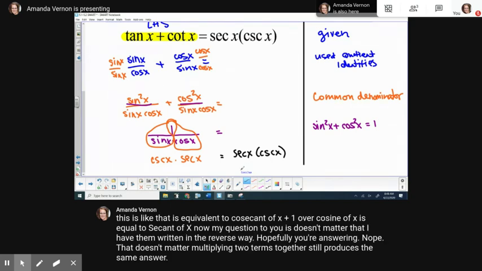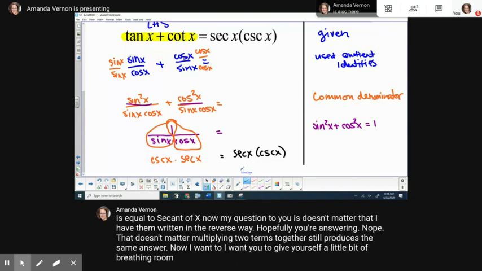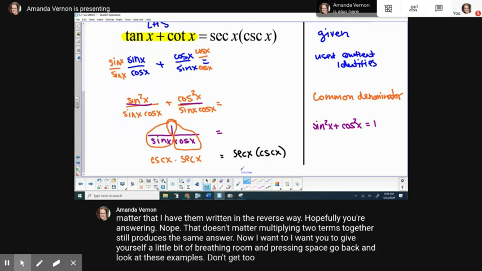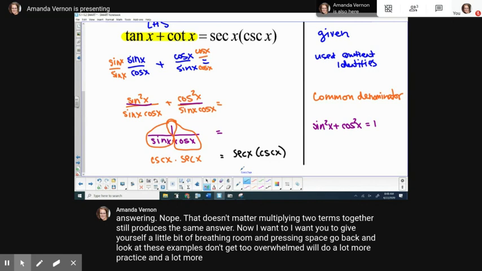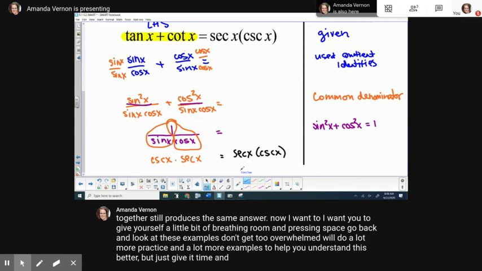Now, I want you to give yourself a little bit of breathing room and processing space. Go back and look at these examples. Don't get too overwhelmed. We'll do a lot more practice and a lot more examples to help you understand this better, but just give it time, and I promise you it will start to make more sense. Have a great day.